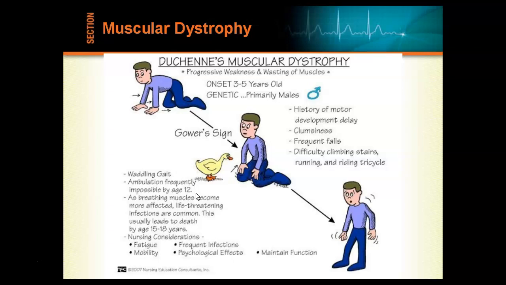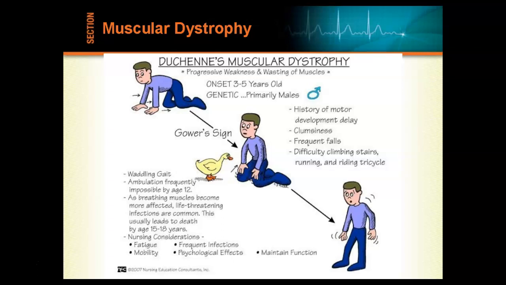And then as it progresses, they have trouble breathing, and they can usually have a life-threatening infection like pneumonia that then leads to death. So most of the time, people with this severe type, the worst type of muscular dystrophy, Duchenne's muscular dystrophy, usually die between the ages of 15 to 18 years old.